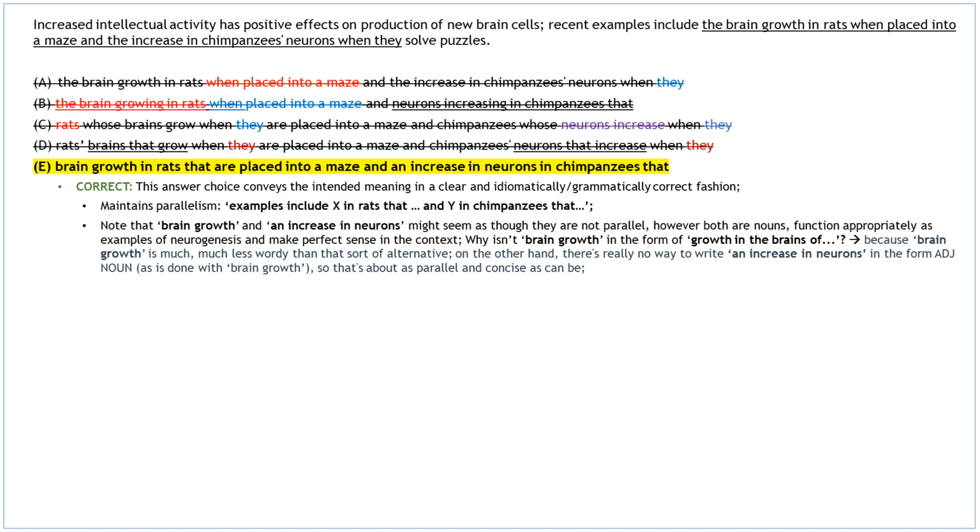You may wonder, why isn't brain growth in the form of growth in the brains? Because brain growth is much less wordy than that sort of alternative. On the other hand, there's really no way to write an increase in neurons in the form of adjective noun, as is done with brain growth, so that's about as parallel and concise as can be.